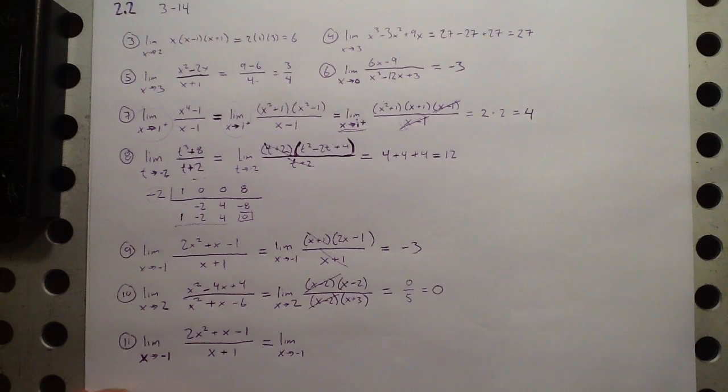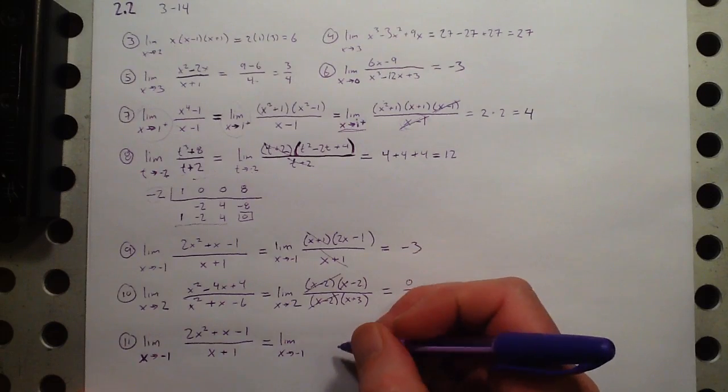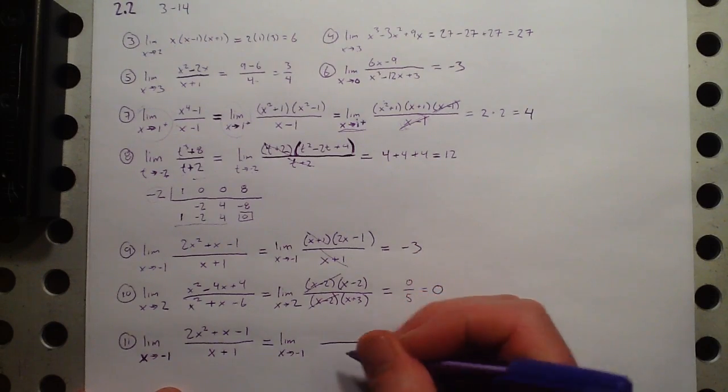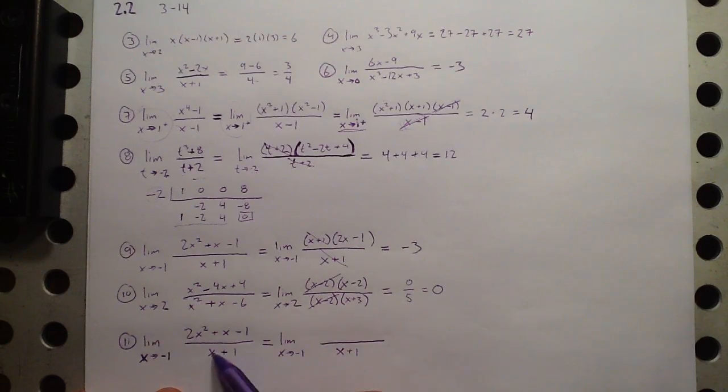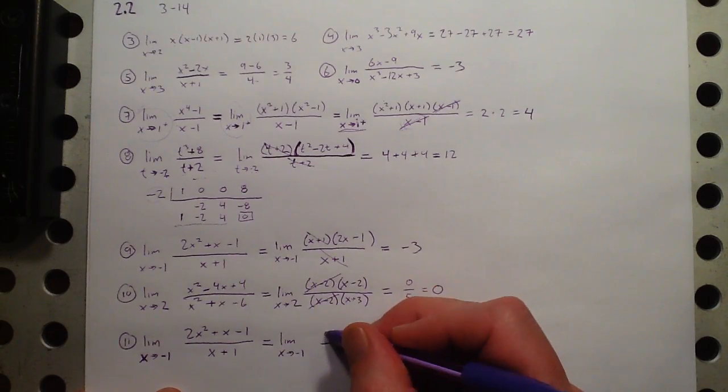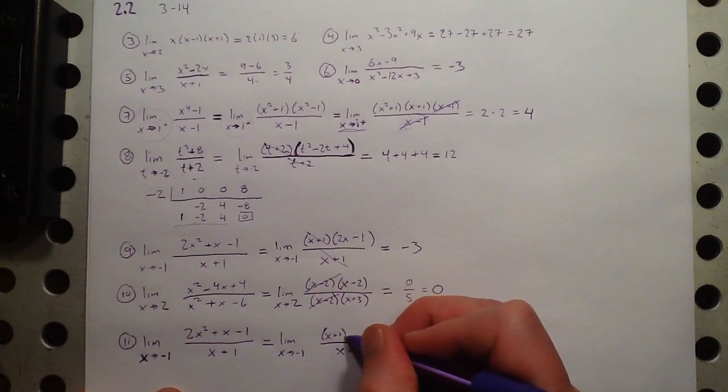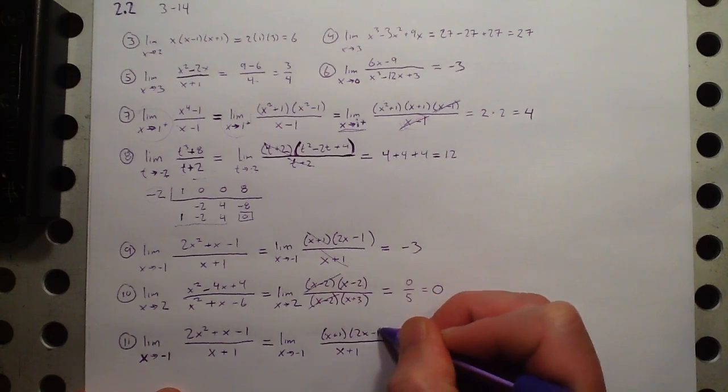All right, so let's see what we have here. x approaching minus 1, so the bottom is equal to 0, and on the top I have 2 times minus 1, that's minus 2, minus 1, minus 1. So x plus 1 on the bottom. And didn't we just factor this? We did, it's right there, so we know x plus 1 must be a factor, and 2x minus 1 is the other.